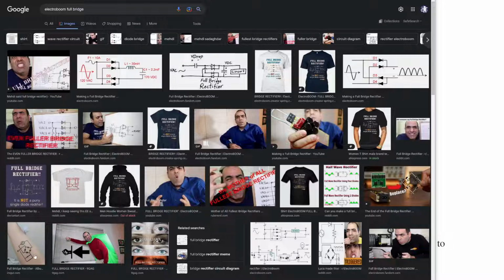Hey, look, someone's got a tattoo of a full bridge rectifier. Pretty cool. Anyway, the output of that is full wave rectification. You should be familiar with that. That is accessible. You should know the difference between half wave and full wave rectification. And let's get back to the paper.